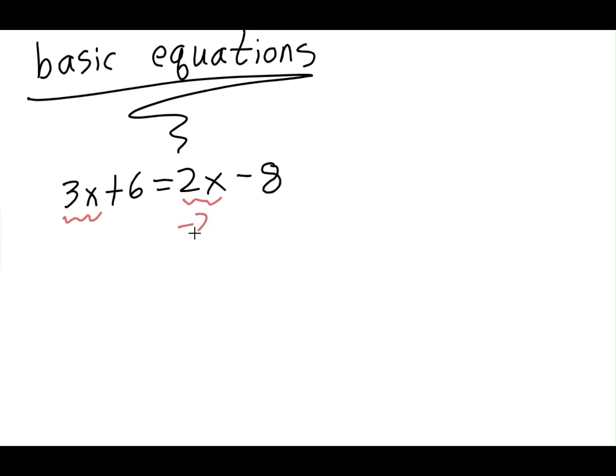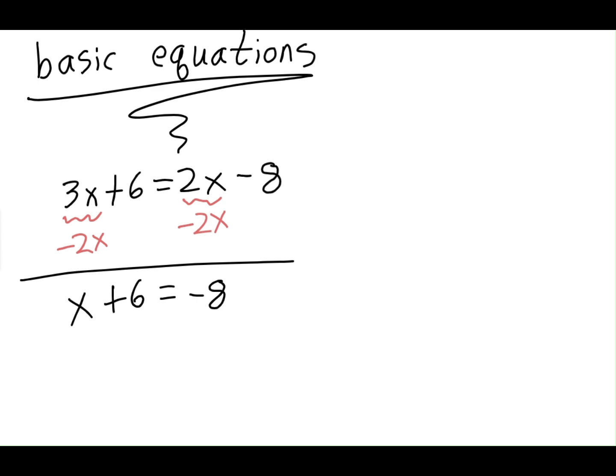Oftentimes I see people writing stuff like this, minus 2x and minus 2x. I don't really like that notation, but if you like it, go ahead. I probably won't show it again. We have 3x minus 2x gives us just simply 1x. We still have our plus 6. And then on the other side, 2x minus 2x goes away. And that's how we moved it to the other side. And then we just have our minus 8. Don't drop that negative. Negatives are very, very much important.